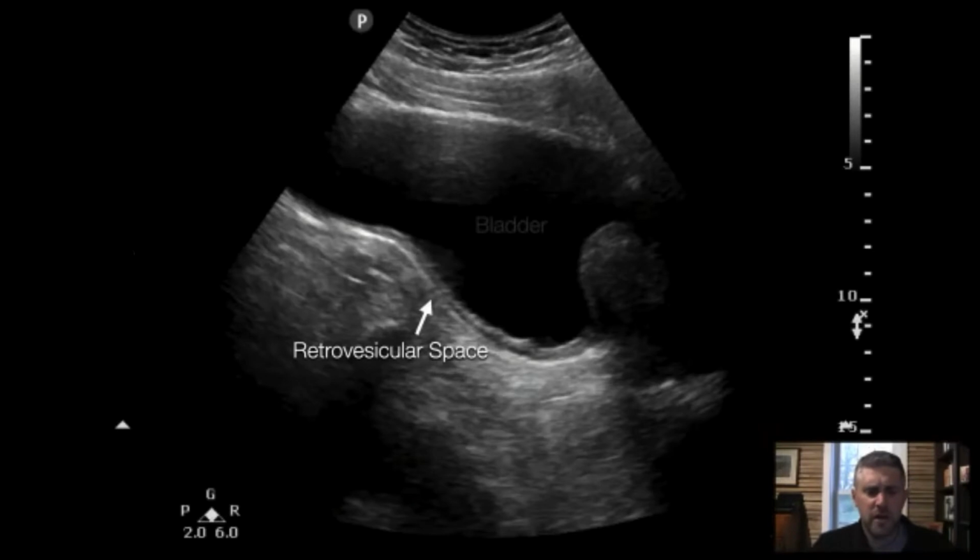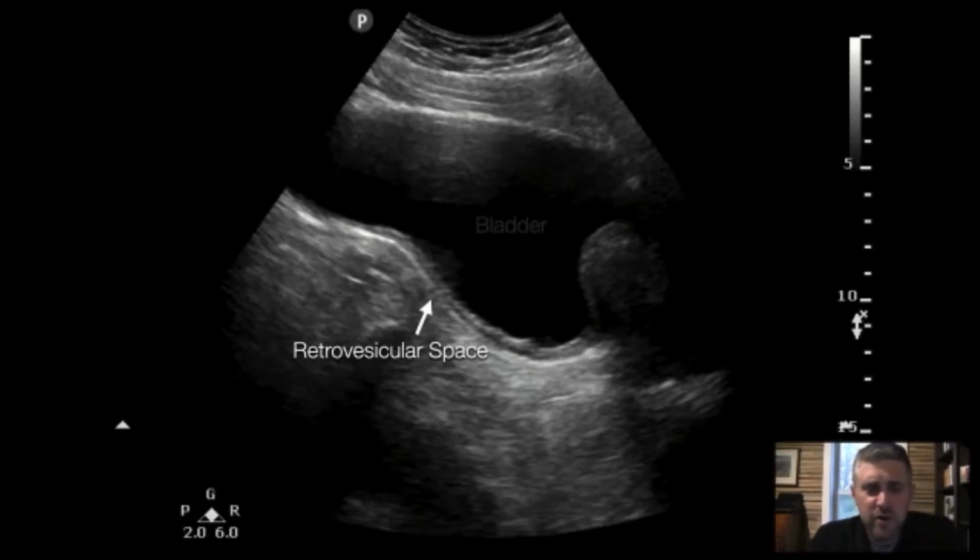And the final window for the traditional FAST exam is the pelvic window, right? The bladder window. There's multiple ways of doing this. I particularly like the sagittal orientation because it allows me to see into the abdomen and it allows me to see kind of down in the pelvis and differentiate the two.